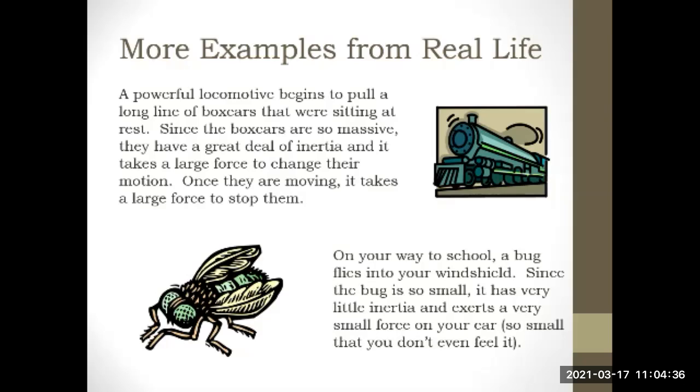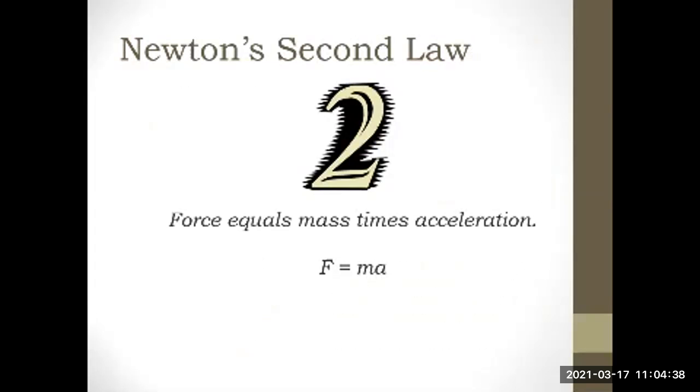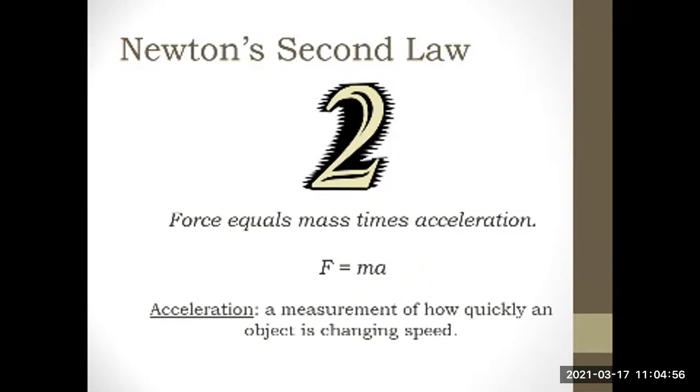Now students, we are going towards Newton's second law of motion. Now see, what is Newton's second law of motion, students? Force equals mass times acceleration, that is F equals ma. Now see, students, we will see this second law of motion. Before that, we'll see acceleration. Acceleration is what? The measurement of how quickly an object is changing speed.